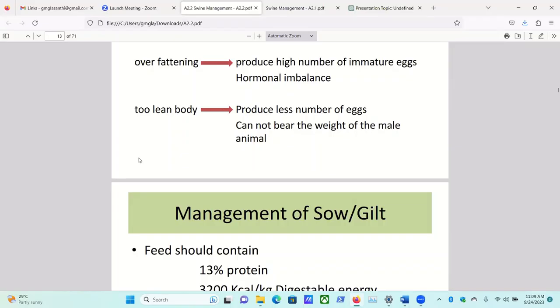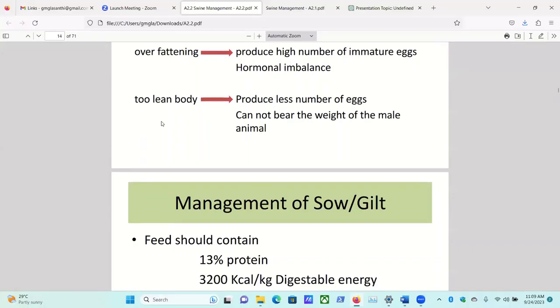If we don't provide enough food, too lean and too thin a body will result. Then they will produce fewer eggs. At the same time, they don't like to breed because they can't bear the weight of the male animal. So over-fattening and too lean a body are not good for breeding purposes.